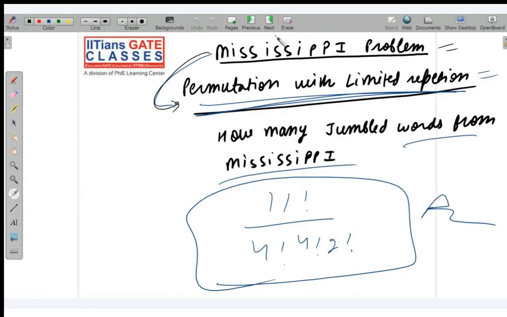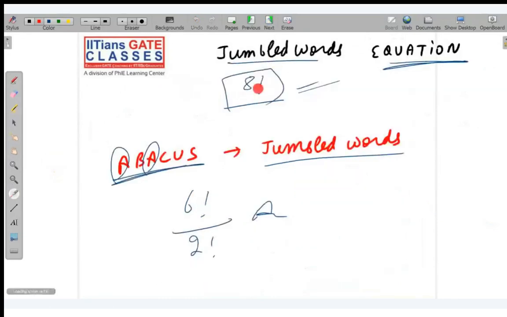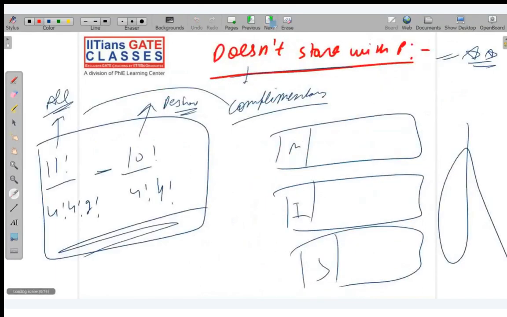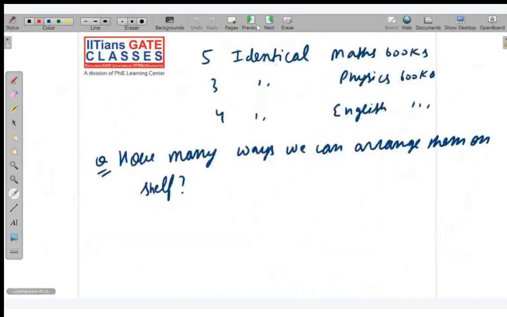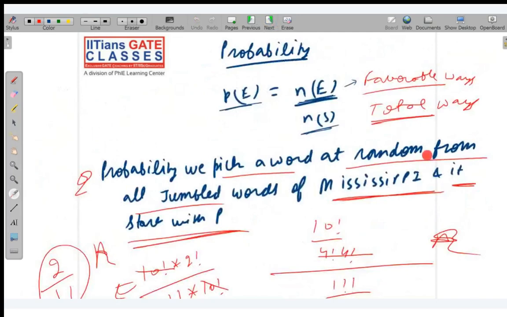In the previous lecture, we started the Mississippi problem, and I told you it is a trademark problem for permutation with limited repetition. Let me write it. Trademark means whenever I say Mississippi, you will immediately link it with permutation with limited repetition. I have solved many questions on this, so I think you already remember. The last question was: the probability that we pick a word at random from all jumble words of Mississippi and it starts with B. We have done it.